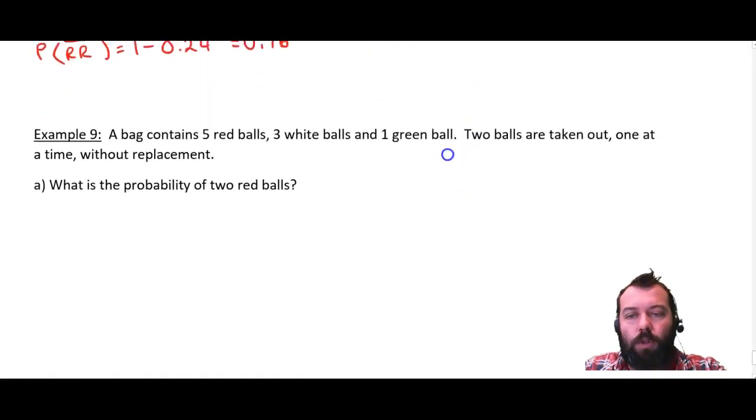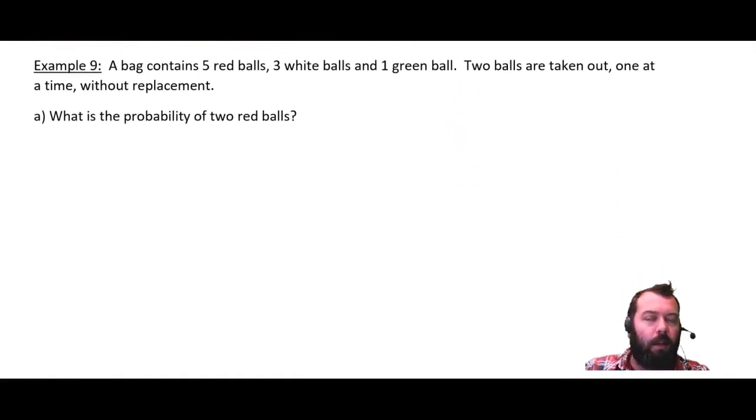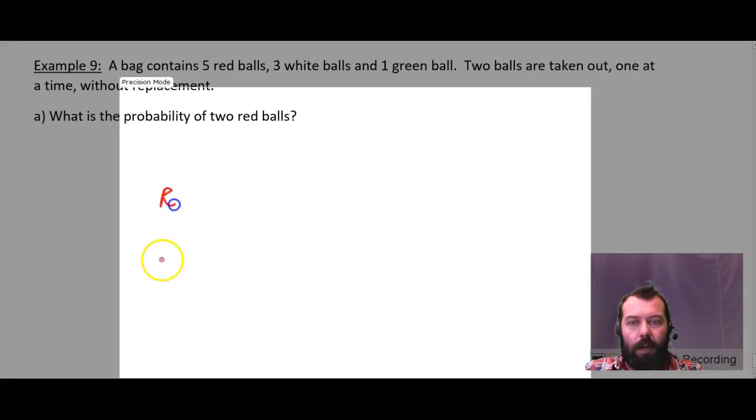Rolling along now to our final example here for this unit on probability. I've got a bag, it's got 5 red balls, 3 white balls, 1 green ball. 2 balls taken out one at a time without replacement. What's the probability of 2 red balls? We're going to need to draw a tree diagram here, and we're going to have to be careful to draw it really neatly. So, first ball could be red, white, or green. If the first ball was red, then the second ball could also be red.